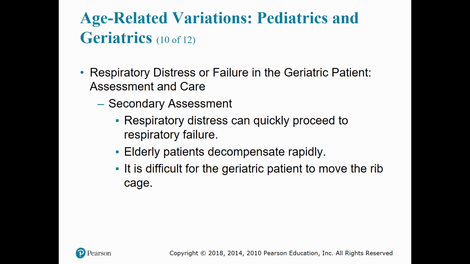The signs and symptoms of respiratory distress usually briefly precede respiratory failure in geriatric patients. Older patients do not have the compensatory mechanisms younger adults have, and they typically decompensate very rapidly. Look for those signs of breathing difficulty, such as the increased use of accessory muscles. You start noticing retractions, frequent coughing, nasal flaring, breathing with the mouth open.